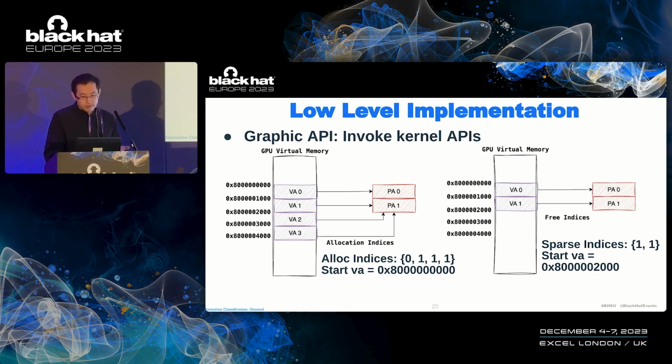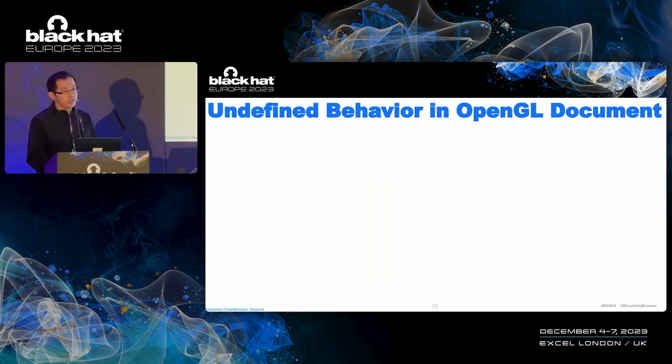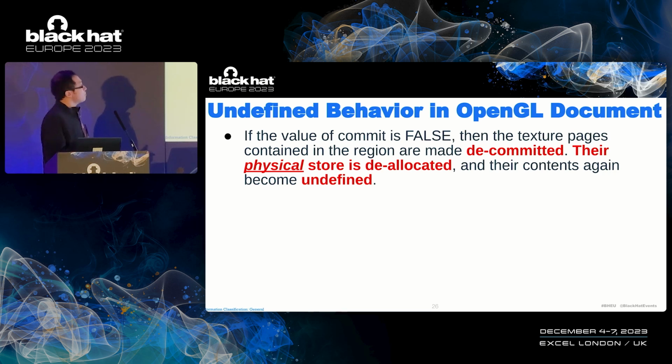Well, now let's switch back to the OpenGL documentation. By looking at it, there's actually a lot of documented undefined behavior. First, if we ask the API to destroy the sparse texture, the texture memory region will be decommitted and the physical pages will also be deallocated. So the content of these pages will be undefined.